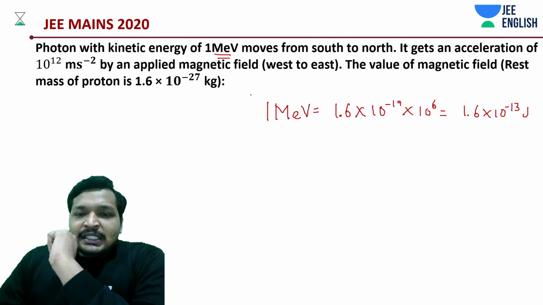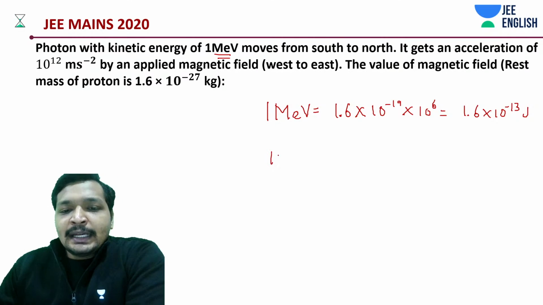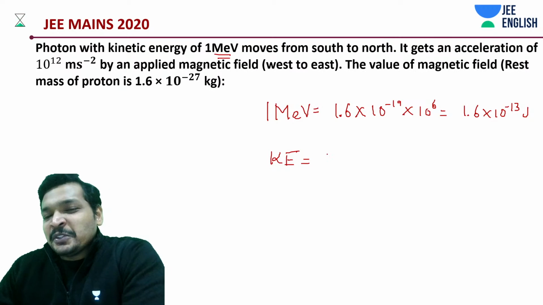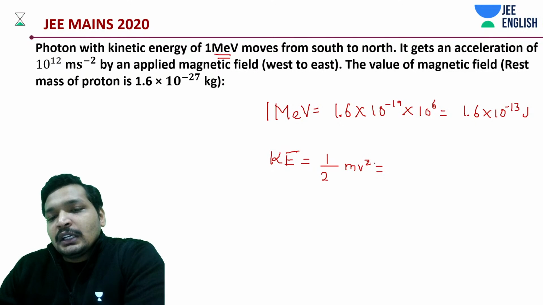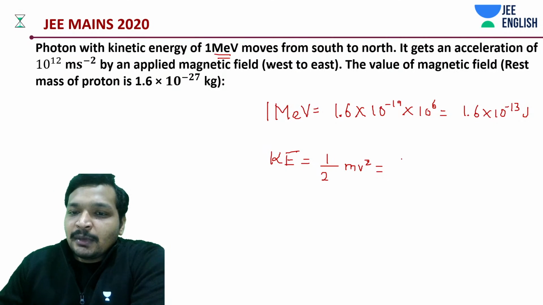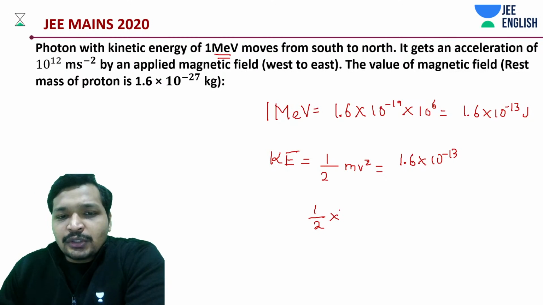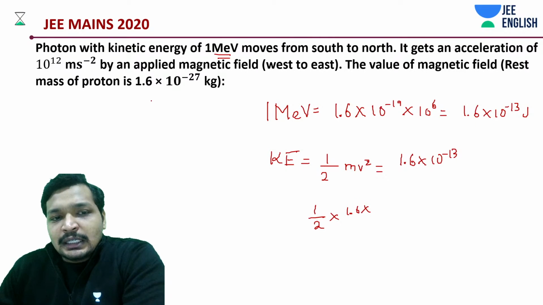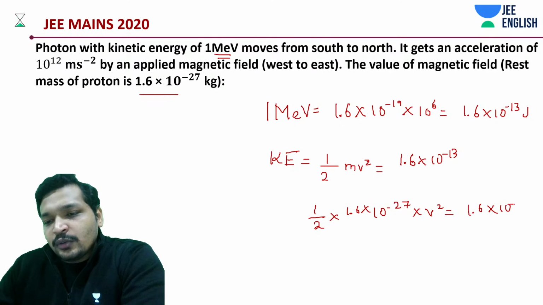Now, how much is going to be the velocity of this proton? Kinetic energy is nothing but half mv square. It's a very direct problem. Problems can be this easy in your magnetism, given that you understand some of it, not always. This is 1.6 into 10 to the power minus 13. We need to substitute the mass. Mass is going to be 1.6 into 10 to the power minus 27, into V square is equal to 1.6 into 10 to the power minus 30.